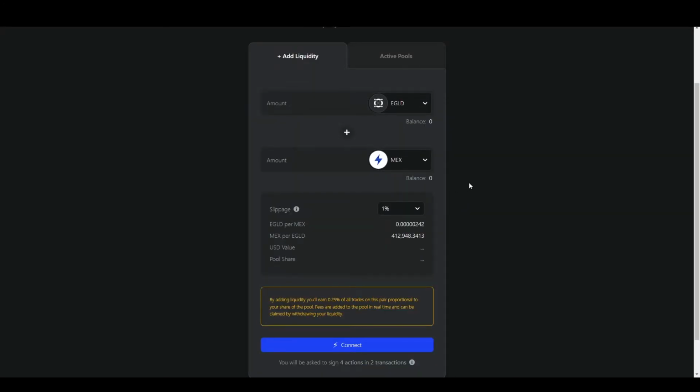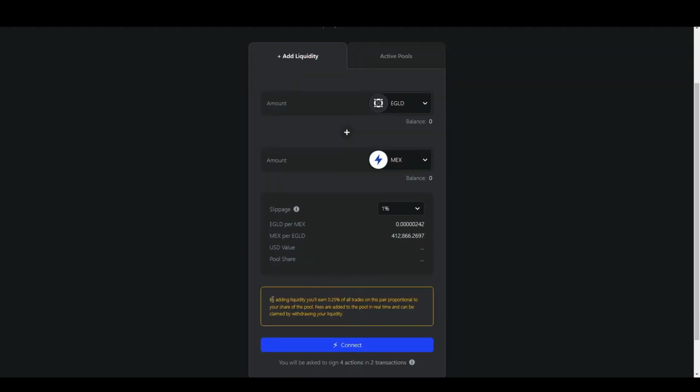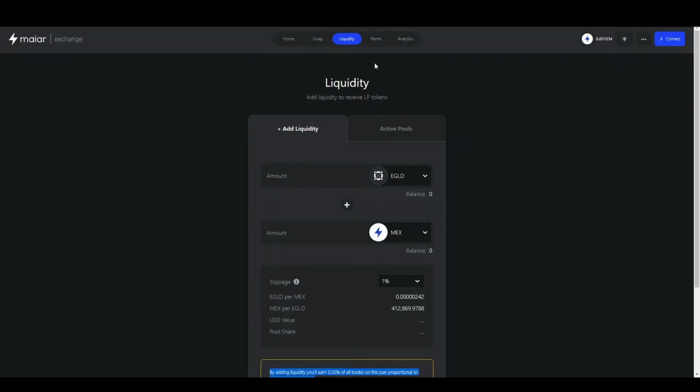On this tab, you can add liquidity and you have to remember that the pools are 50-50. So you have to put the exact same amount of both tokens. So for example, 50% of eGold and 50% of USDC. You add liquidity to receive LP tokens. And the majority of your gains will come from farming with LP tokens. By themselves, liquidity pools give you 0.25% of all trades on the selected pairs, proportional to your share of the pool. Then you can add your LP tokens in the farms.